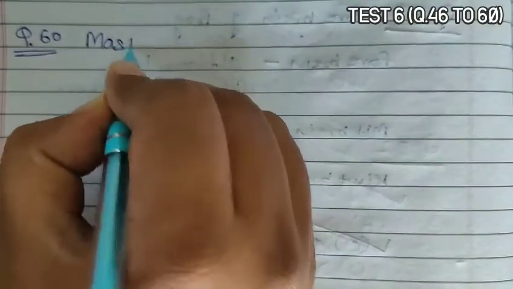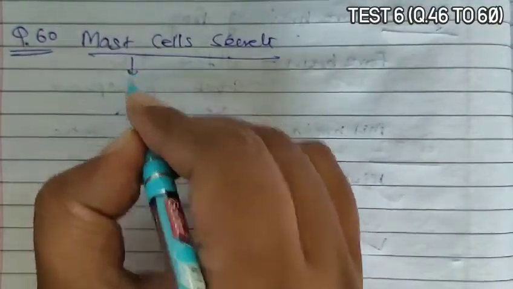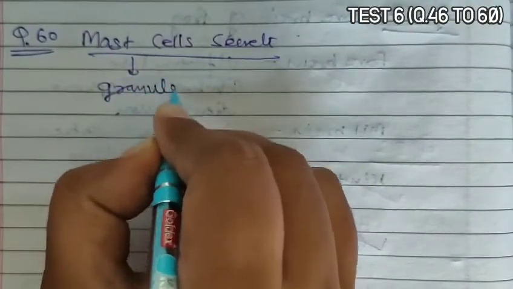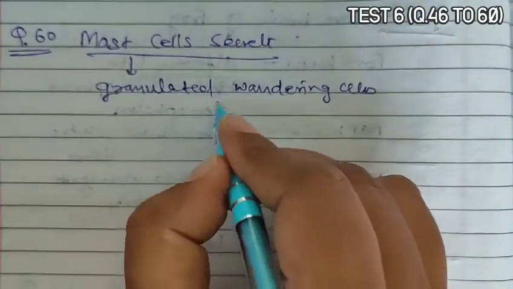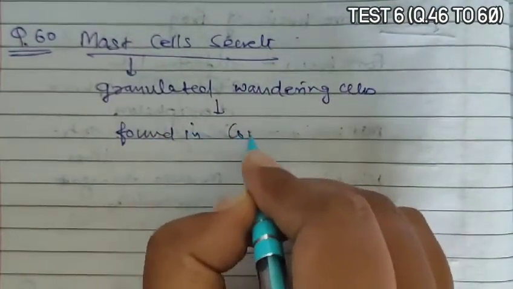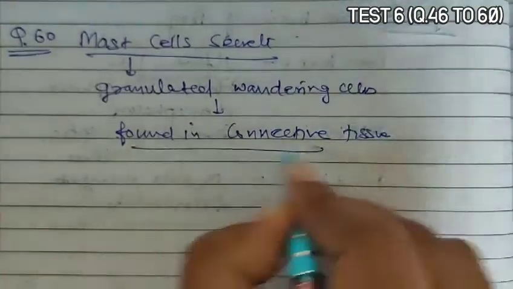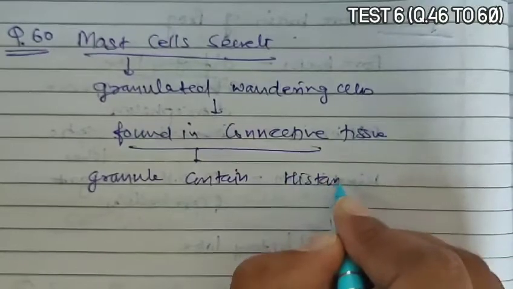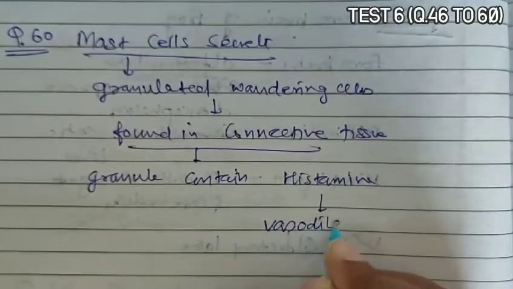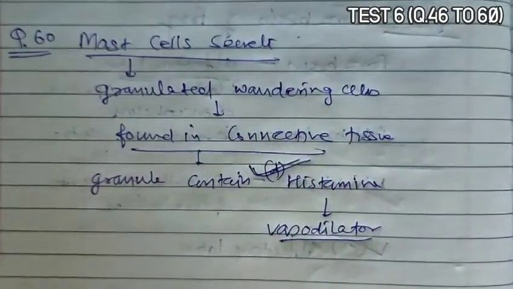Next is question 60. Question 60 asks that mast cells secrete. Now mast cells are nothing but granulated wandering cells that are found in connective tissue. Now these granules contain histamine, which acts as a vasodilator. Histamine is given in option D, so that becomes the correct answer.